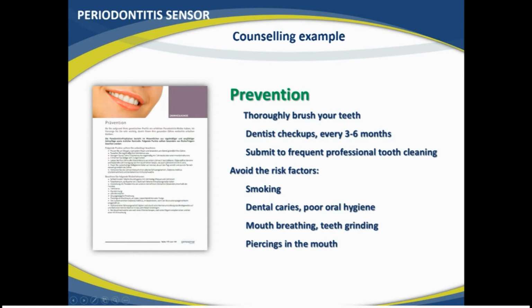And then there are other risk factors that play a role. So, for example, smoking increases the onset and the aggressiveness of the immune response. Then dental caries or poor oral hygiene, as I said, is a risk factor. Mouth breathing or teeth grinding is a problem, so this should be put under control. And piercings in the mouth, so metal objects that constantly hit against the teeth, are also to be avoided if you have a high risk.